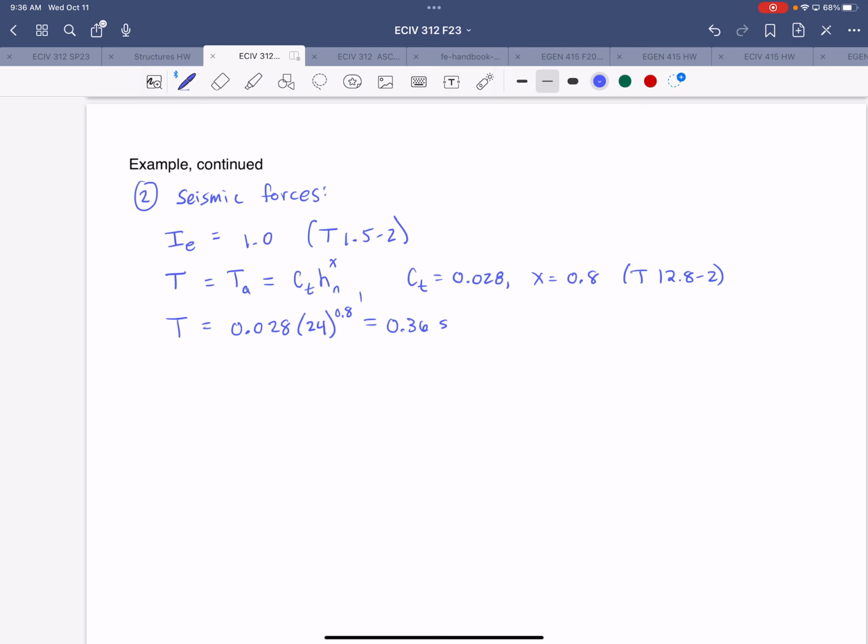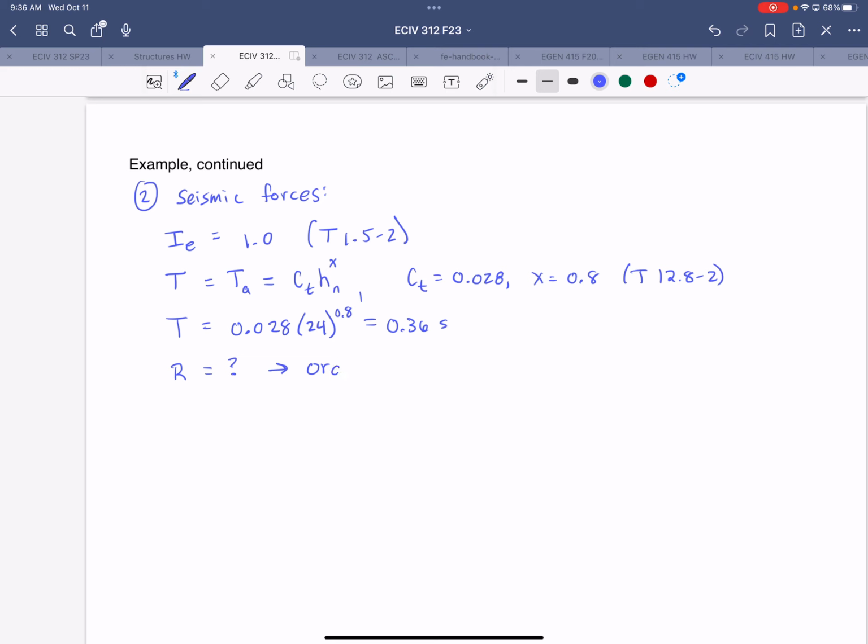All right, so that gives us IE and T. We also need R, because our goal here is to determine that CS factor, which is SDS divided by R over IE. And the T comes into play in one of the limit checks. So the last thing we need before we can calculate CS is R. And R depends on what? It depends on the type of lateral system that we have. So R depends on the type of frame.